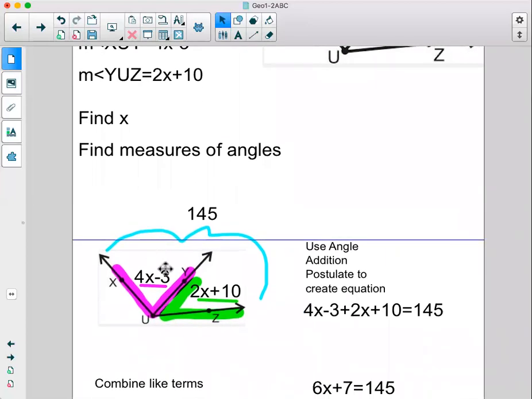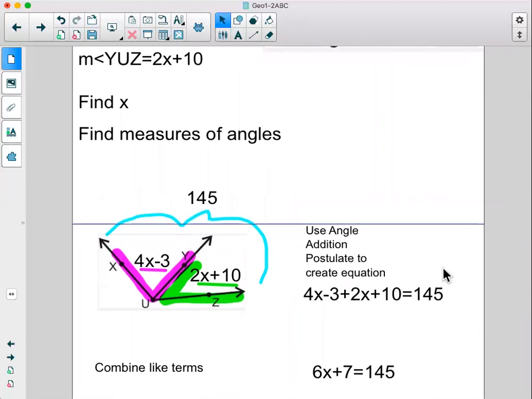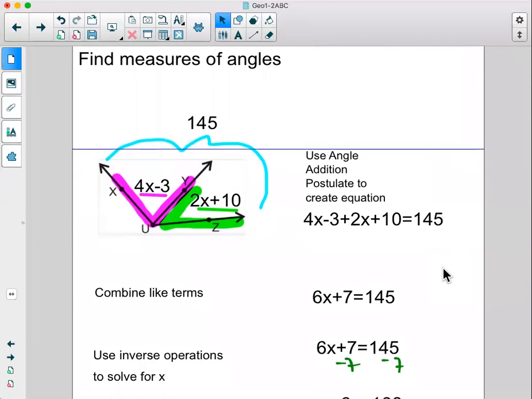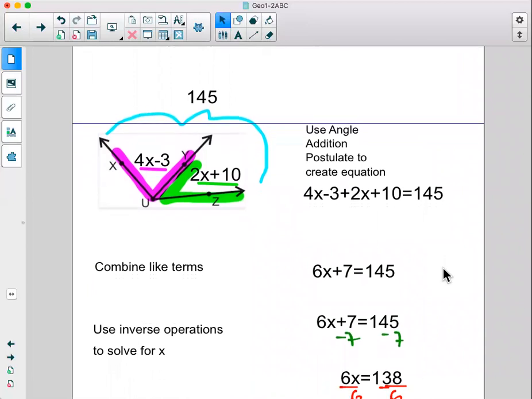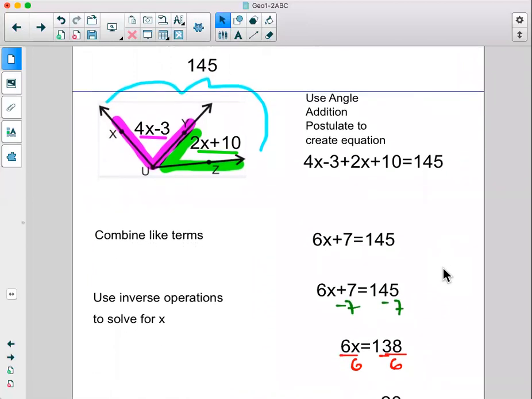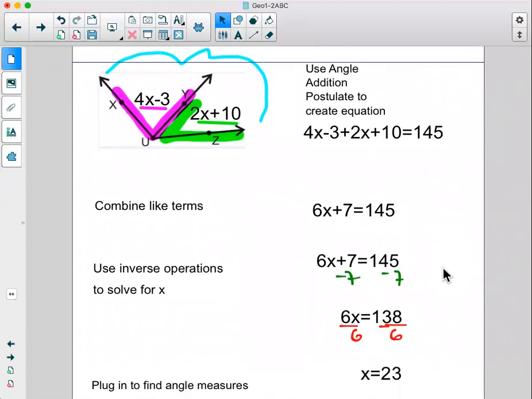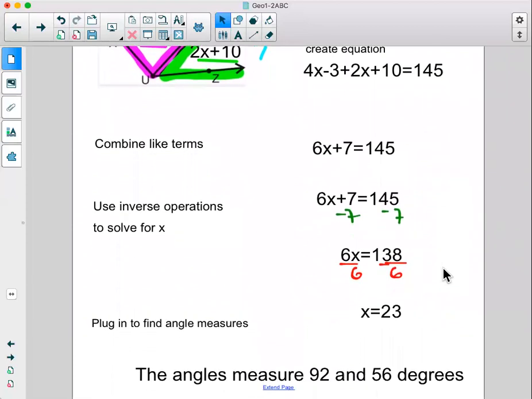We can mark our diagram. We can use the angle addition postulate to set up our equation, and then we can use our algebra skills to solve. Combine like terms, inverse operations, and then plug it in to get our angles.